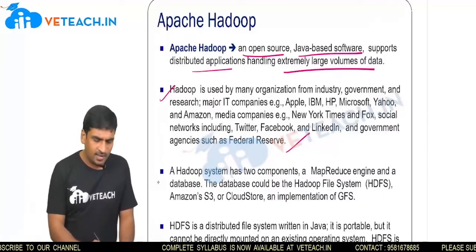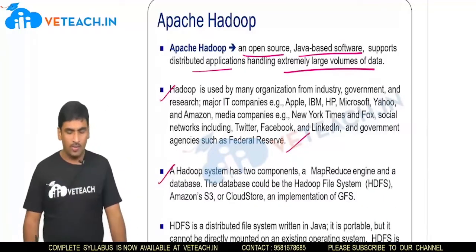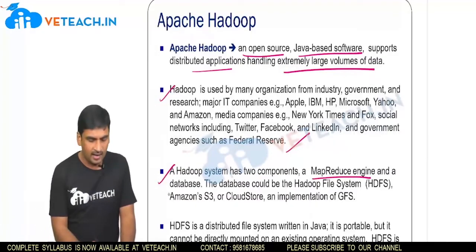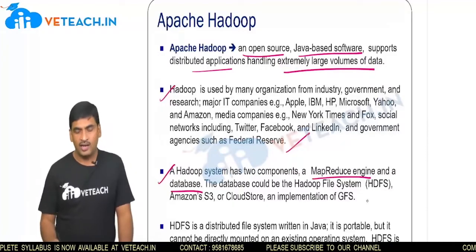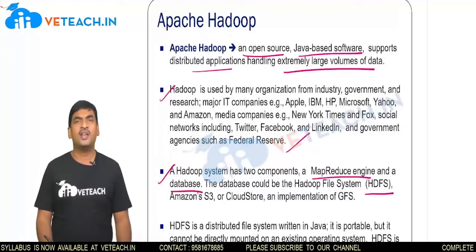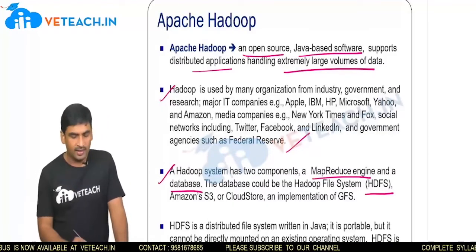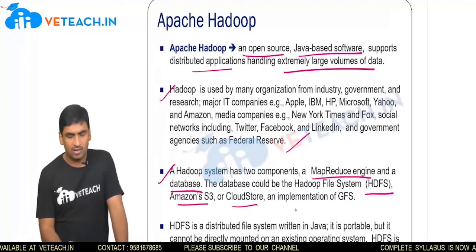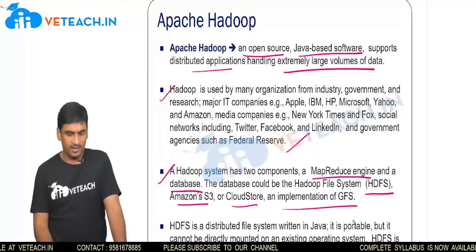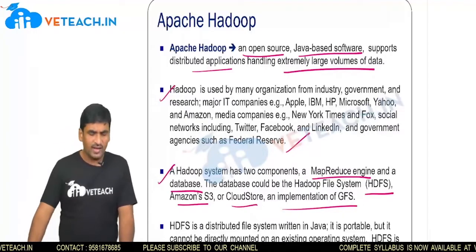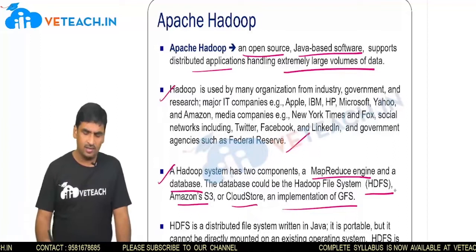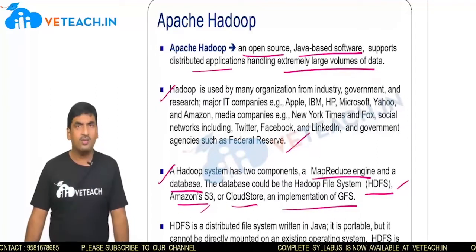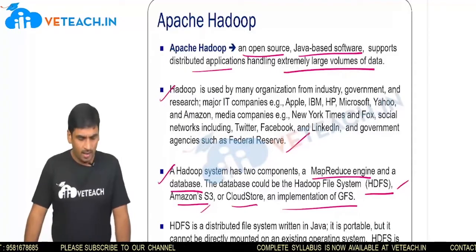A Hadoop system has two components. One is a MapReduce engine and the other is a database. The database could be HDFS, the Hadoop file system. Amazon S3 and CloudStore are implementations of GFS. It could take any of these databases: HDFS, the Amazon storage, CloudStore, or any implementation of the Google file system supported by Hadoop.